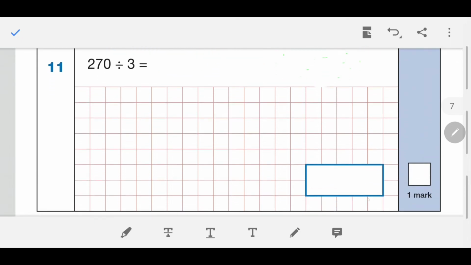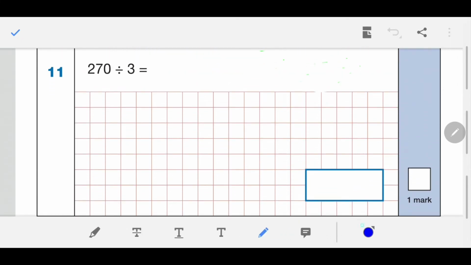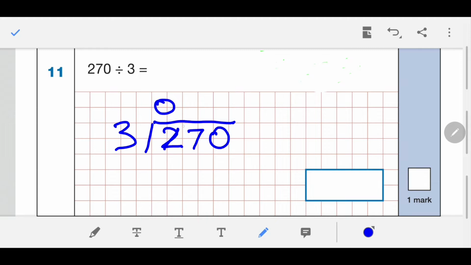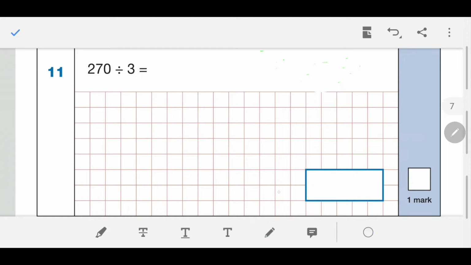Okay, so going on to question number 11. So we've got 270 divided by 3. You can use mental methods, which I will show you how to do later on, or again you can use the short division method. If we use the short division method, 2 divided by 3 is not possible. Cross that out, carry the 2 across. That gives us 27 divided by 3, which gives us an answer of 9, and that 0 gets carried across. So that gives us a final answer of 90.